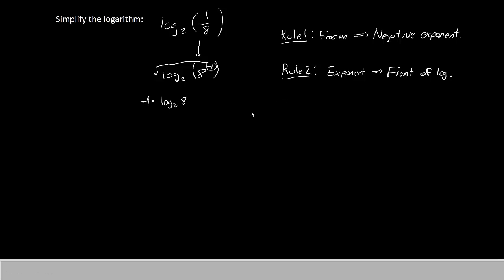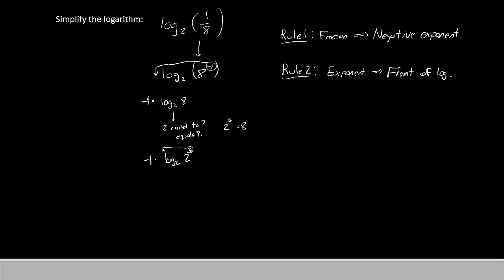Now we can simply solve the log like we did in the previous video. We have log base 2 of 8, meaning 2 raised to some power equals 8. Those of you who have some practice with the mental math might recognize that 2 raised to the third power is what would give you 8. So let's rewrite that as -1 times log base 2 of 2 to the third.